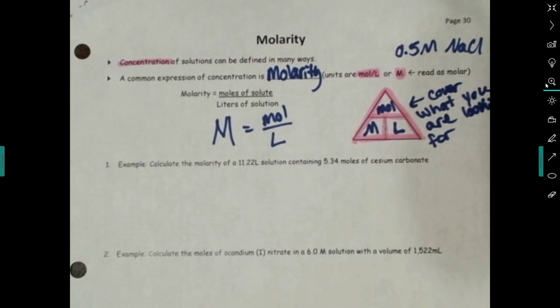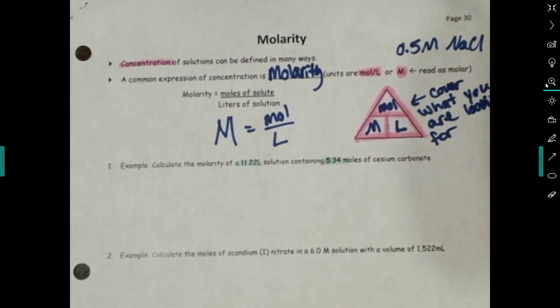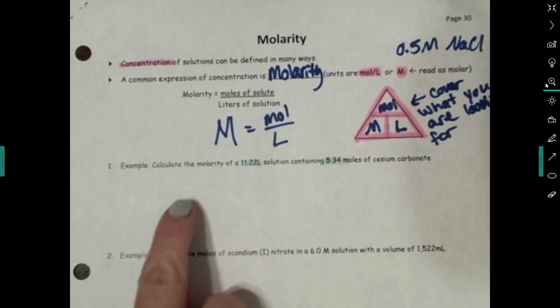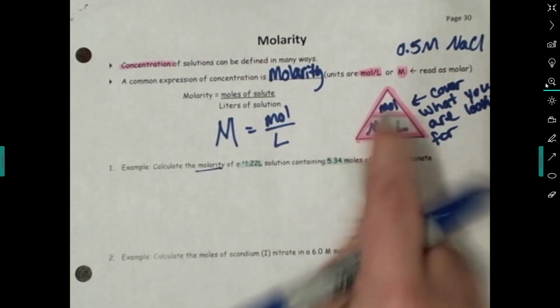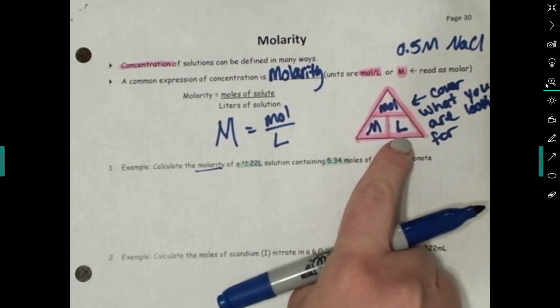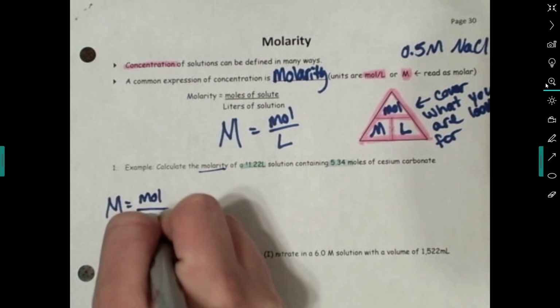The first one says calculate the molarity of an 11.22 liter solution containing 5.34 moles of cesium carbonate. Okay, so what am I given in this problem? Well, I'm given 11.22 liters and 5.34 moles. And it wants us to find the molarity. So I know if I'm looking for molarity, cover molarity with my finger, it's moles divided by liters. So I'm first going to write down that.